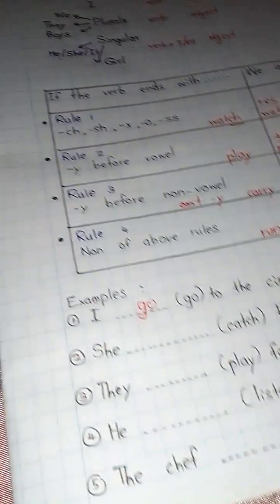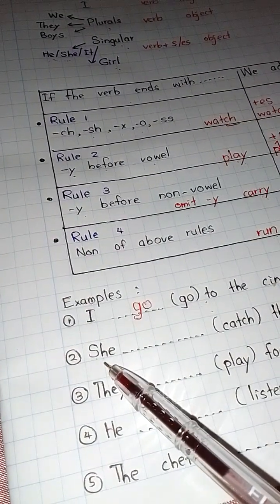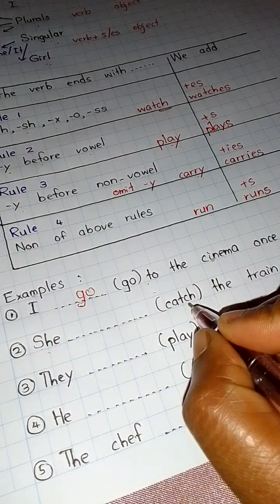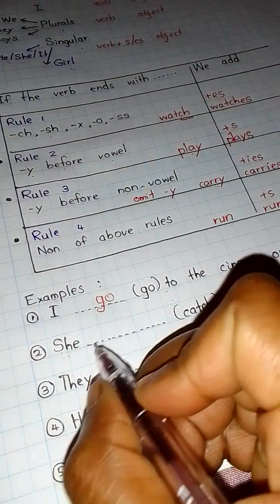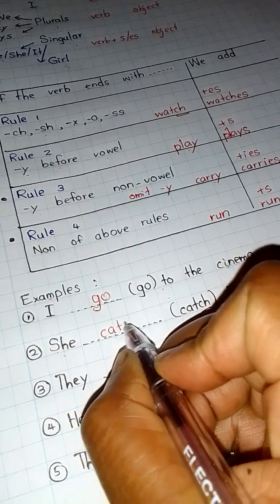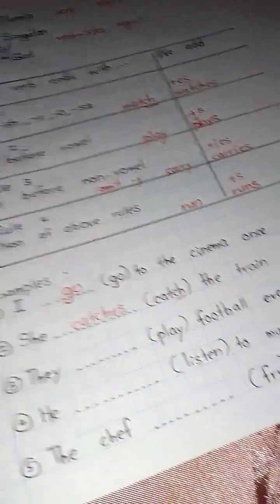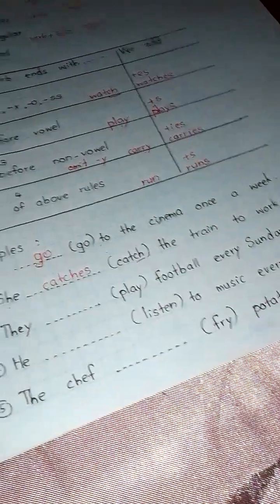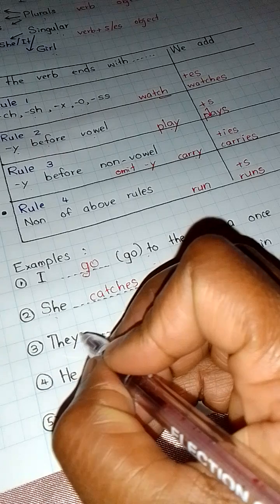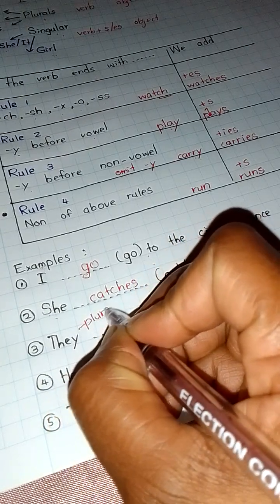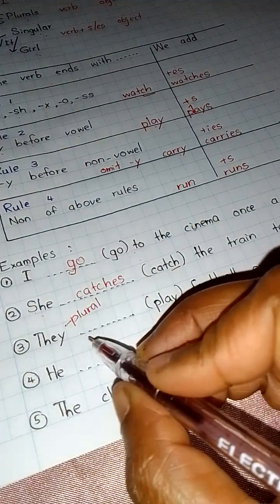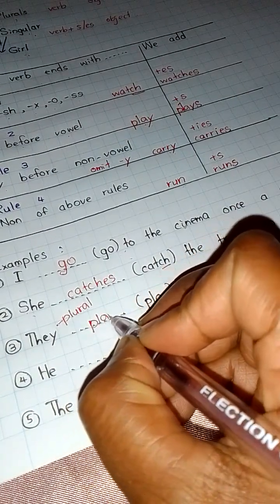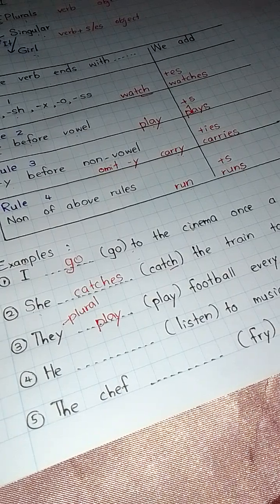She, it is a third person singular pronoun and the verb ends with ch sound, so we should add es at the end of the verb, right? She catches the train to work. They. It is a plural pronoun and also it is a plural subject. So we should use the base form of the verb. The verb should not be changed.